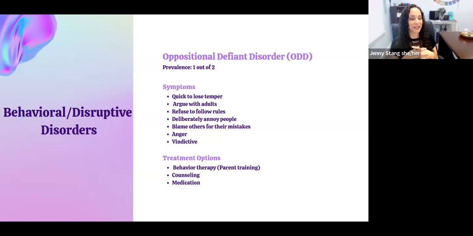They're blaming others for their mistakes. They're angry and vindictive, okay? Showing that spiteful behavior. And again, this is prevalent. 1 out of every 2 children who have ADHD will be diagnosed with this ODD, okay? And so these behaviors have to occur more often than in their peers, okay? So if everybody's being a butthead, it's probably not a disorder. But if your kid's the only one out there being a butthead and this is happening for longer than 6 months, that might be something worth looking into, okay?